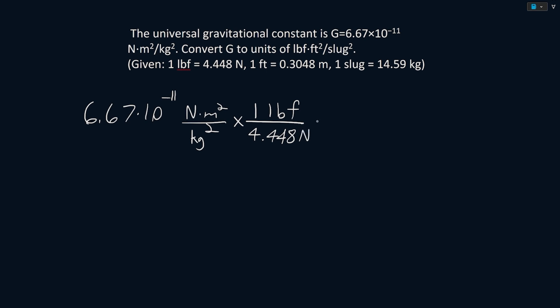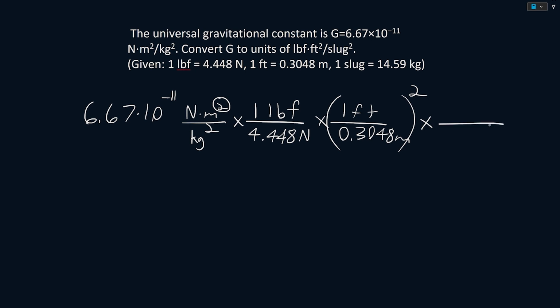Then we'll convert the meters to feet by multiplying by 1 foot is equal to 0.3048 meters. Because meters is squared, we have to square this conversion. Now we can convert kilograms to slugs by multiplying by our factor of 14.59 kilograms per 1 slug. And because kilograms is squared, we must also square this conversion factor.